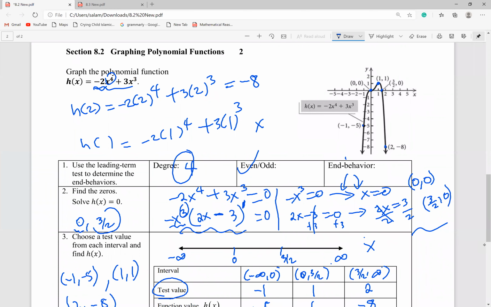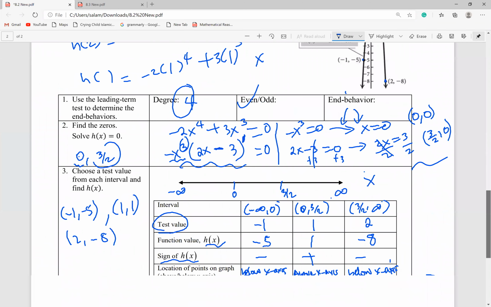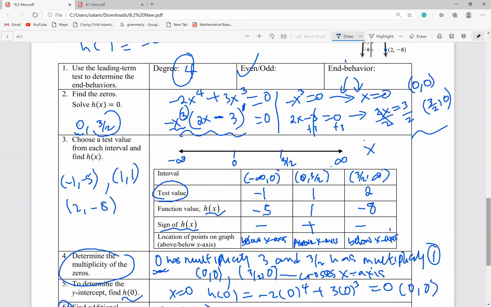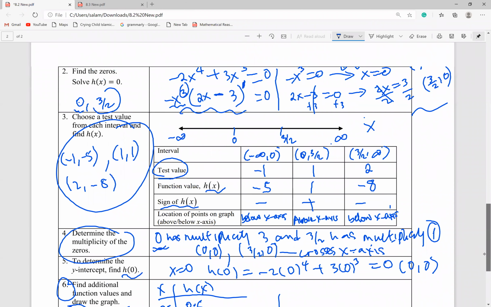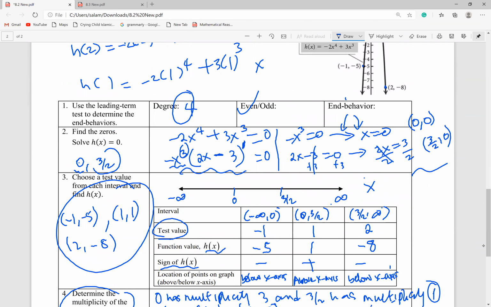Like I said, at times you don't even need the additional points. So these are the points that we'll actually use. We also use 0, 0 and 3/2, 0. And I think that's all the points. We didn't even use, like I say, this; you don't have to find the additional function values. Okay, you can draw the graph if the points that you got from the test value, and your x-intercept and y-intercept, are sufficient to plot the graph.